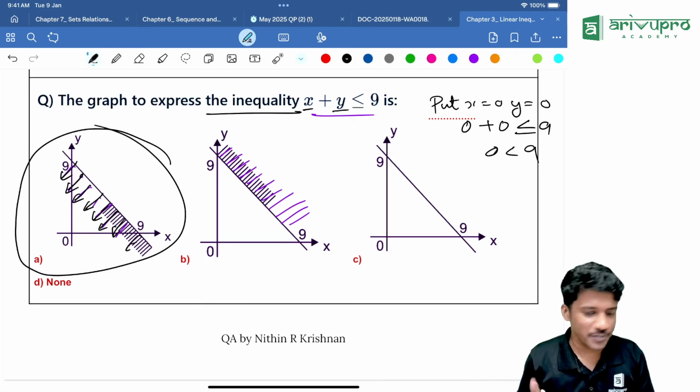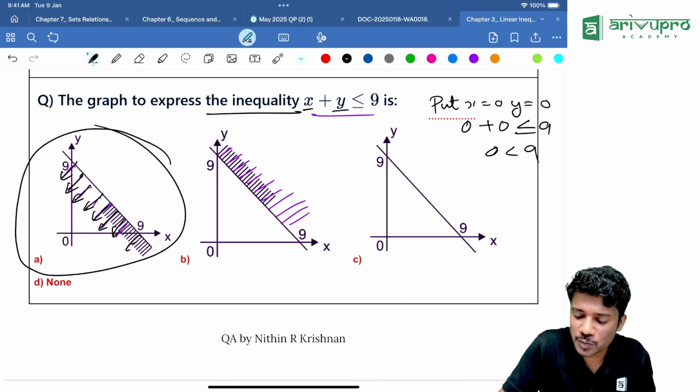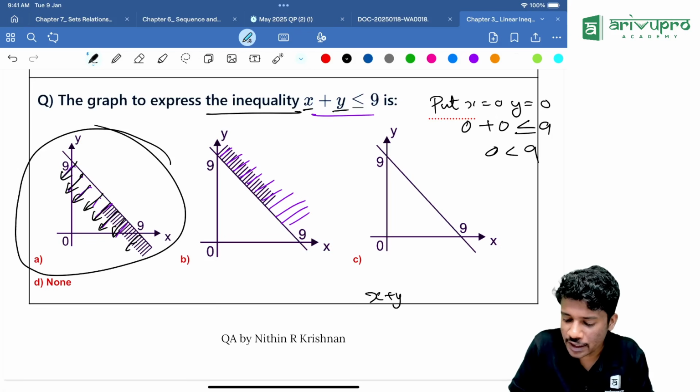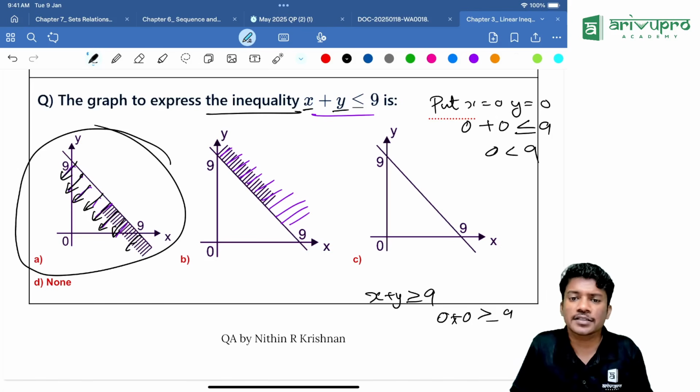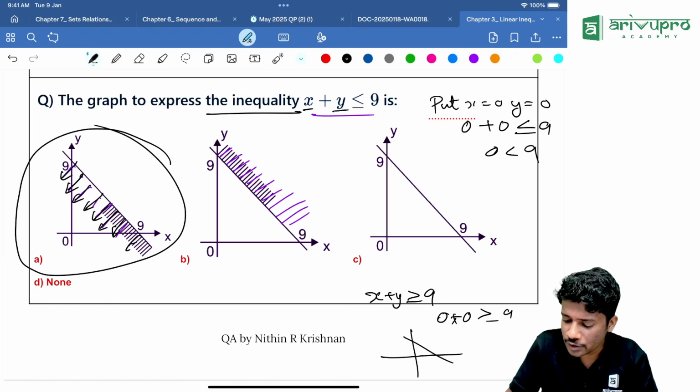Is that clear? Now, what if it was like x plus y greater than or equal to 9? We will assume 0, 0. That means 0 plus 0 greater than or equal to 9. That means, is it possible? 0 greater than 9. Is it possible? No. That means the graph will look like this and it will be away from the origin.